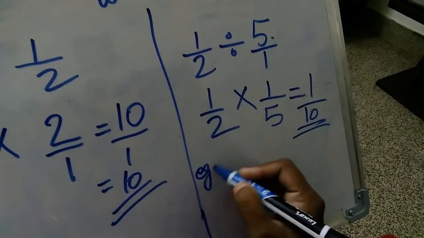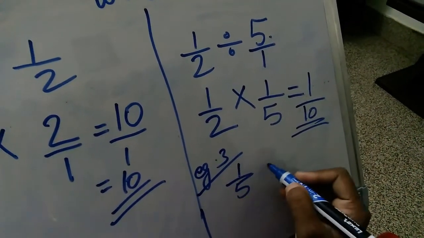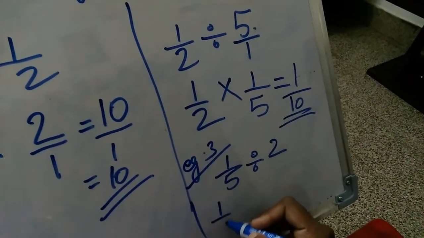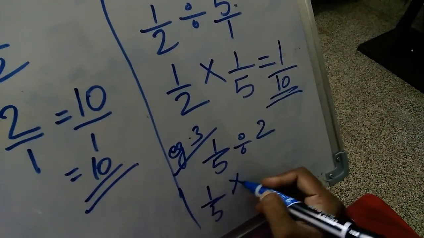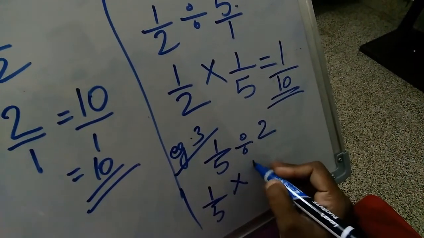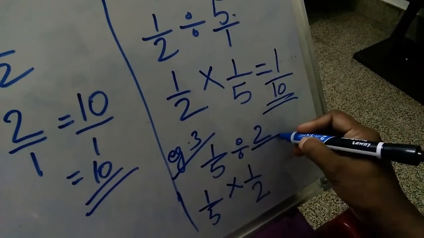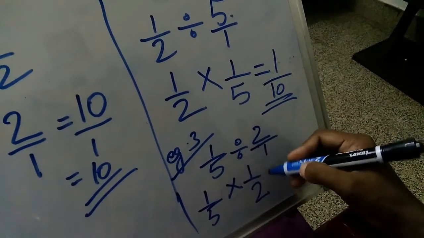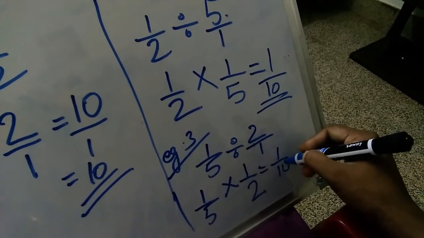Another example. 1 upon 5 divided by 2. 1 upon 5. Now division changes to multiplication. Inverse of 2 is 1 upon 2. We know that 2 is same as 2 upon 1. So 1 will go up, 2 will come down. Now the answer will come 1 upon 10.